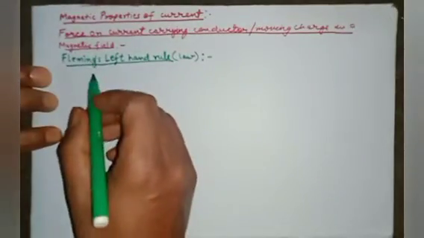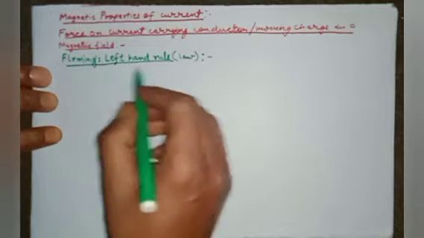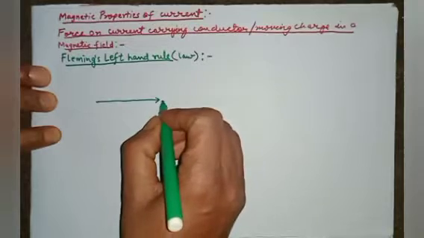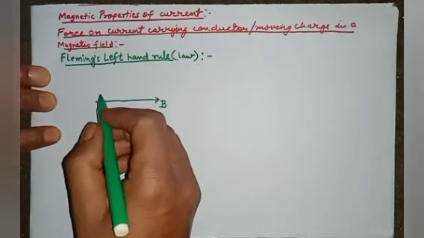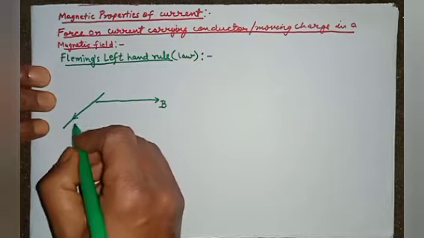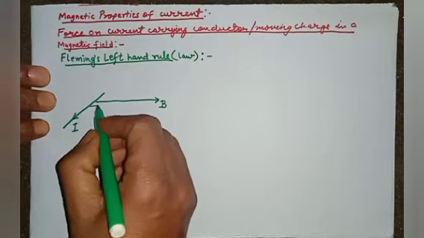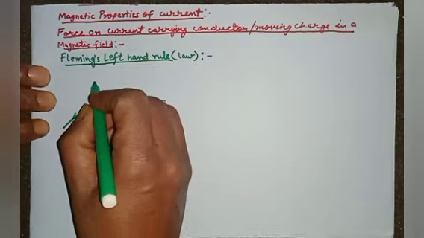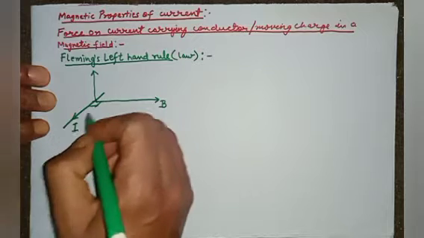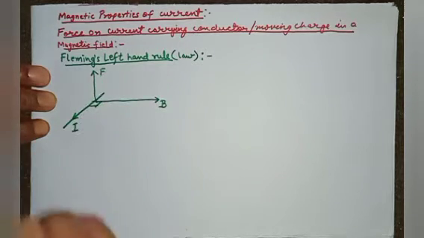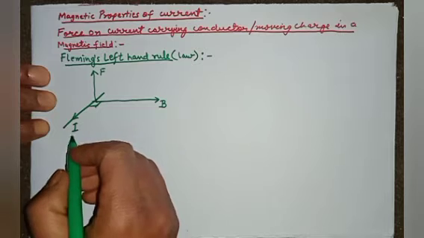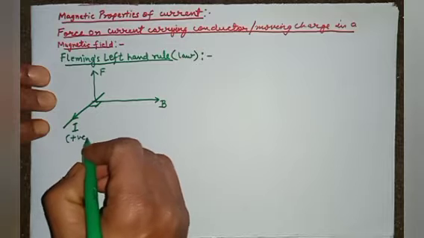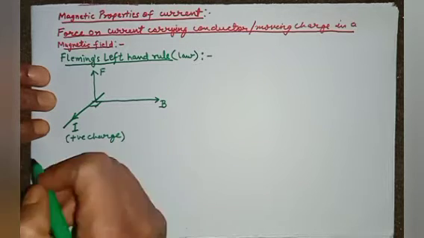Before I tell you the Fleming left hand rule, let me draw. Let us suppose this is the direction of magnetic field. This is the direction of current. Both are mutually perpendicular to each other. Then they will experience force perpendicular to both in this direction. And if it is not current, then it can also be positive charge, direction of motion of positive charge.